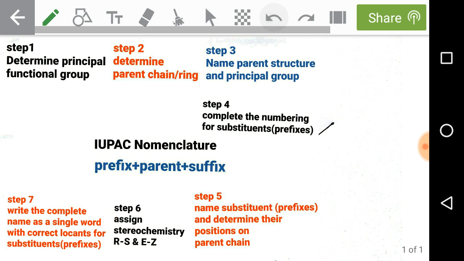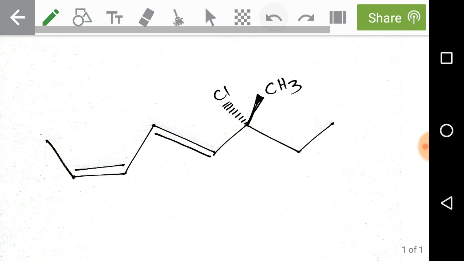So these are the 7 steps. By using these 7 steps, one can give the complete IUPAC name to an organic molecule. Now let's check an example here. So first thing, what should we do? According to the 7 steps, the first step is we need to determine the principal functional group.